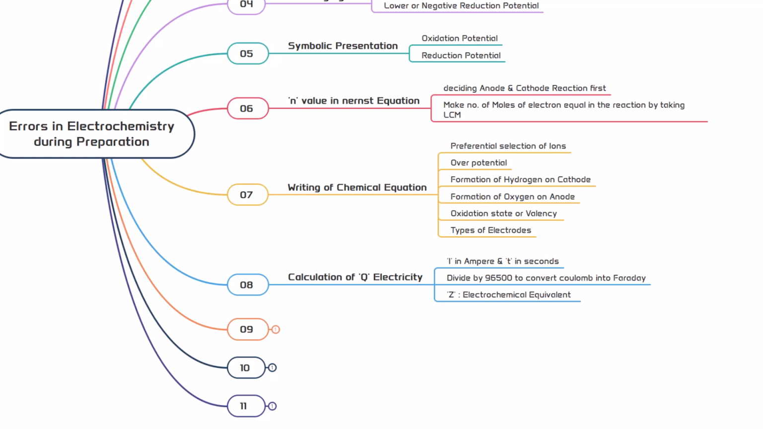Another important term is Z, the electrochemical equivalent. With the help of electrochemical equivalent, you can get the value of the Q. So learn about electrochemical equivalent, and for that you have to learn equivalent mass first.